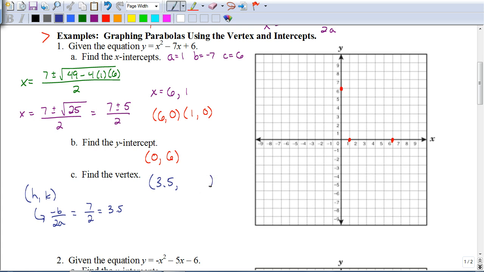So to figure out what y is, we put 3.5 in our equation. So it's going to be y equals 3.5 squared minus 7 times 3.5 plus 6. And if you do that in your calculator, you get negative 6.25.